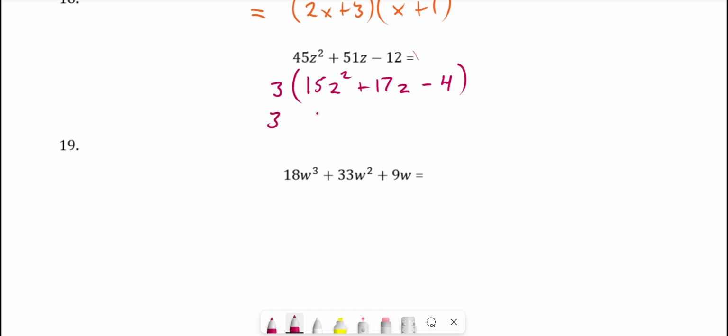Again, my preferred method is to set up my parentheses, put a 15z in each position, and a 1/15 up front for balance. Resist the urge to cancel it with this 3. Then we have a plus and a minus to fill in my signs correctly. We take the product of 15 times 4 to give me 60, and we look through the factor list of 60 for factors that have a difference, because these are different signs, of 17.